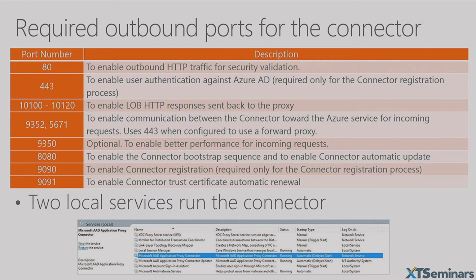That's the required outbound ports. I'm not going to go through the list in any detail. The interesting ones there are 9352 and 5671. You don't actually need them if you're using a forward proxy to go out. Watch this space, basically. That is as it is today. You'll probably find the number of ports required shrinks and shrinks until maybe you're just left with 443. But at the moment, that is what you need today.